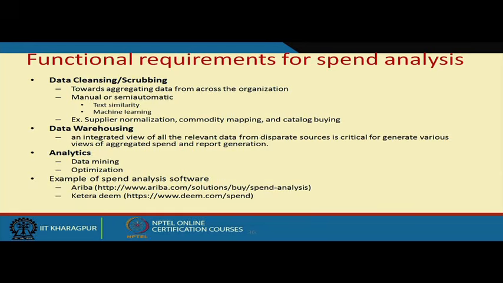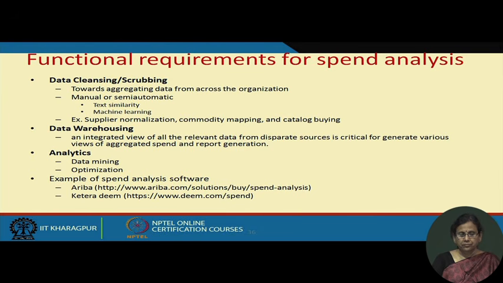The second stage is, because the data is coming from various sources, various functional areas, various geographical locations, you have to combine them together to make something called a data warehouse. This data warehouse can provide you an integrated view of all the relevant data from different sources, and as I have told you, these data warehouses are the basis for making online analytical processing queries, OLAP queries. So, you can get multi-viewed data generated using these data warehouses.